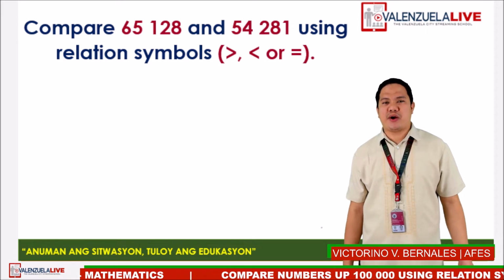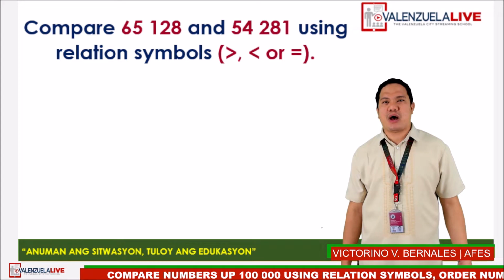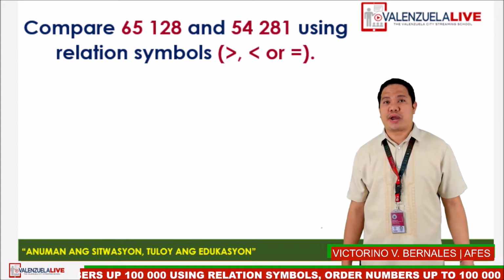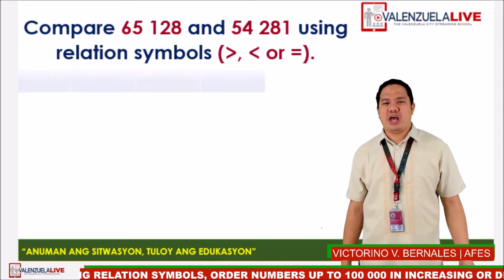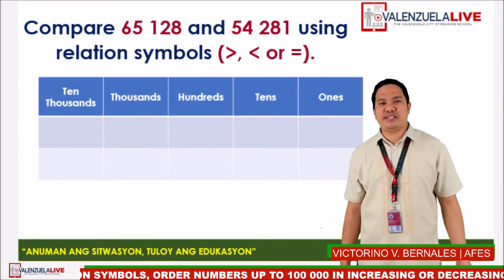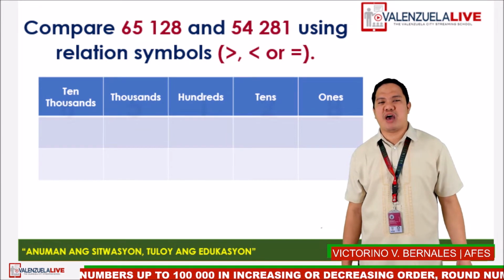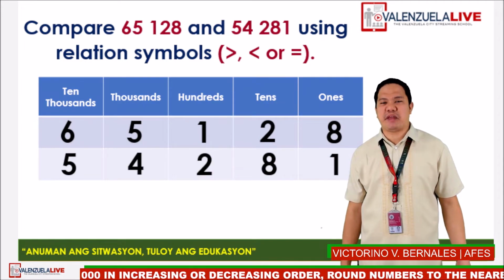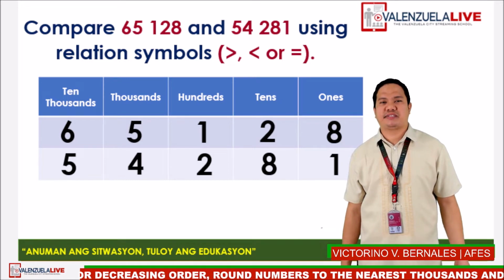Let us compare 65,128 and 54,281 using relation symbols greater than, less than, or equal to. How are we going to compare these numbers? To compare these numbers, we have to place them in a value chart. Then starting from the highest place value, we have to compare the digits in each place.